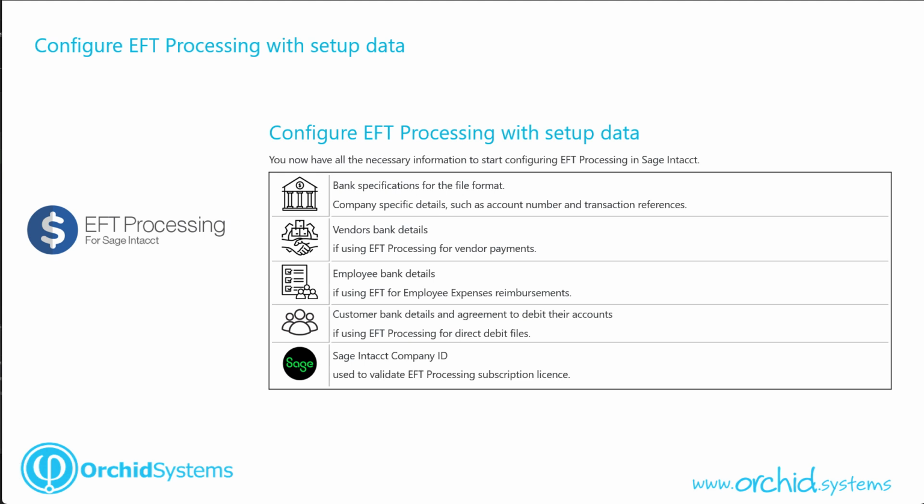So now you've gathered all the necessary information from your bank. So we've given you the file format to use. You have all the details from your vendors, employees, and customers. You've provided us with a Sage Intacct company ID and you have a valid license. You can install and configure EFT processing. And for this, I'm going to hand over to Anne.